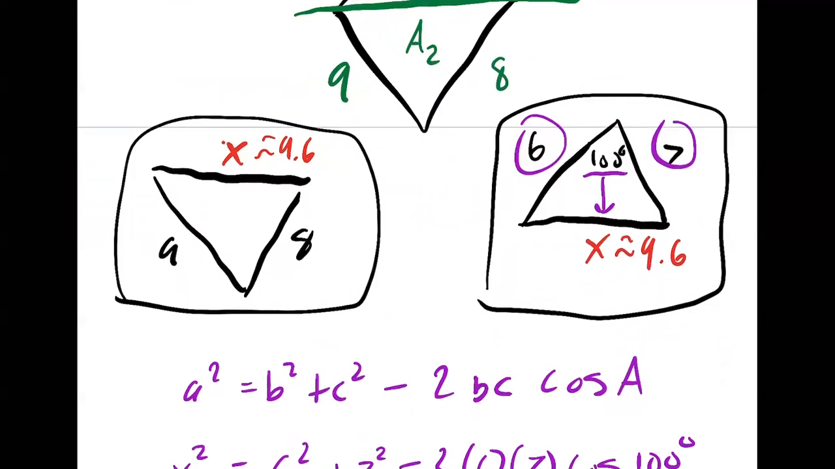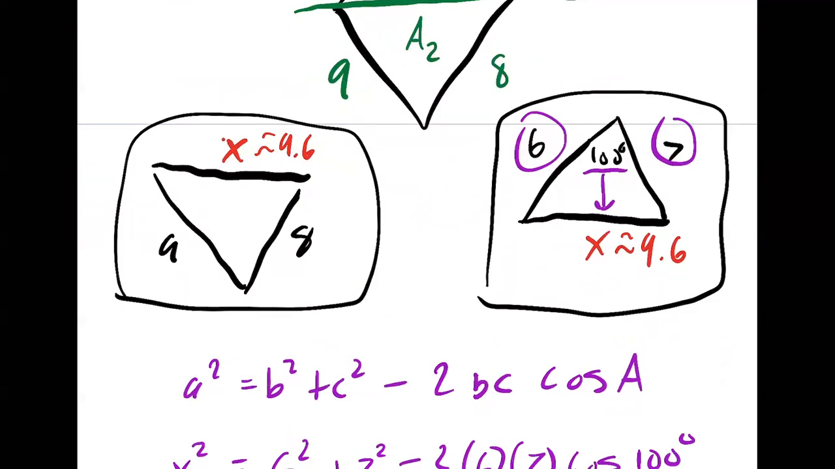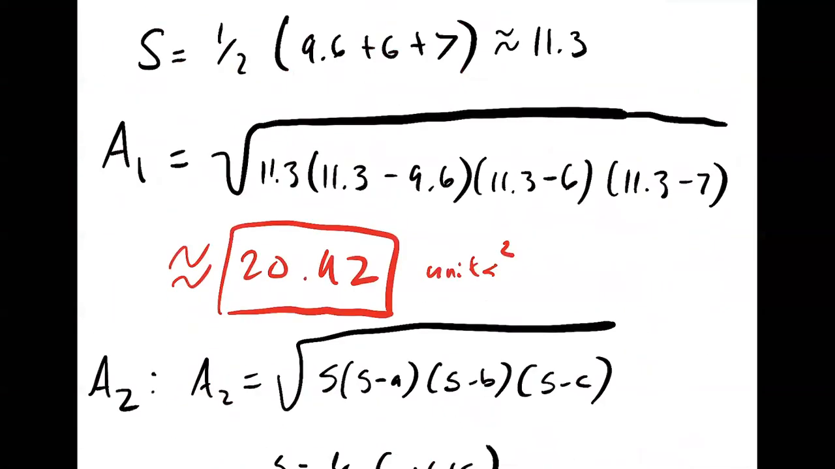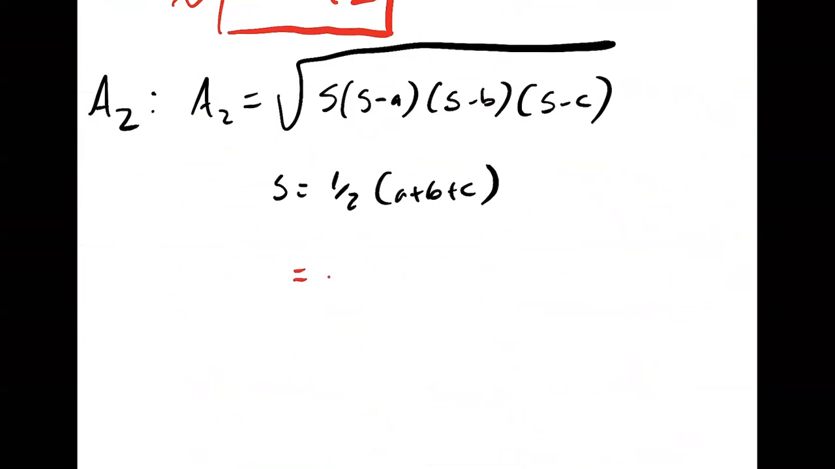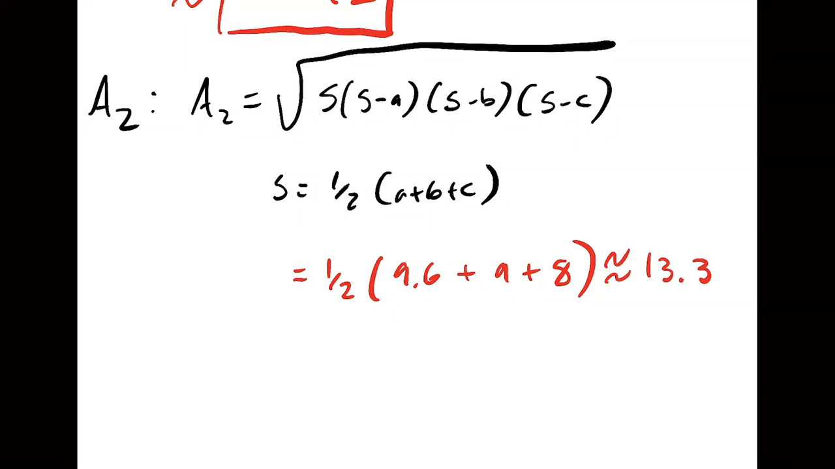So this time our values, let's say that a is equal to 9.6. We'll let b be equal to 9, and c will be equal to 8. Okay, so s should be 1 divided by 2 times 9.6 plus 9 plus 8. And this is about equal to 13.3.